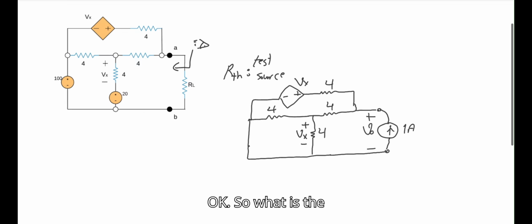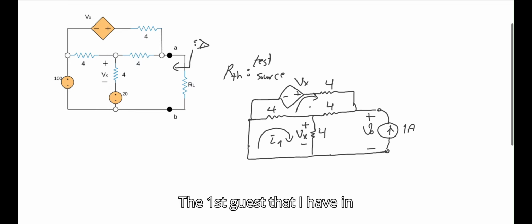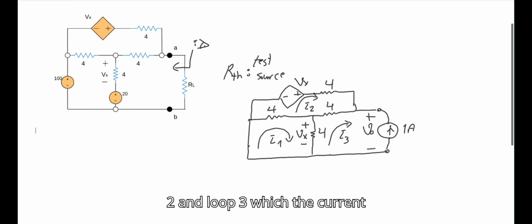Okay, so what is the best solution for this one? As I have 3 loops here, the first guess that I have in my mind is to try to solve it through the KVL rule. So loop 1, I just called I1, and loop 2, I2, and loop 3, the current that passes through this loop, is called I3.